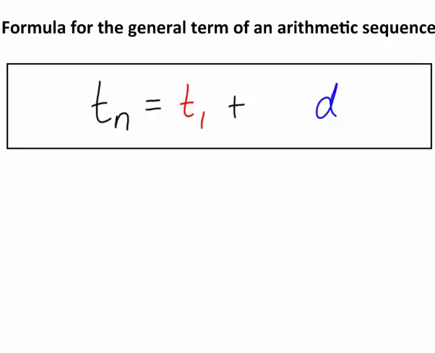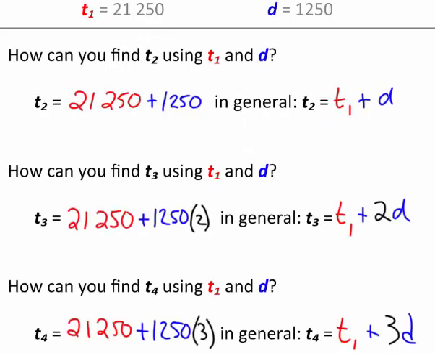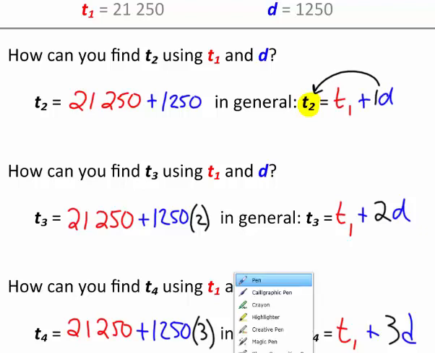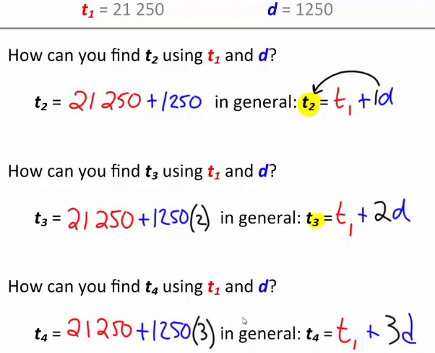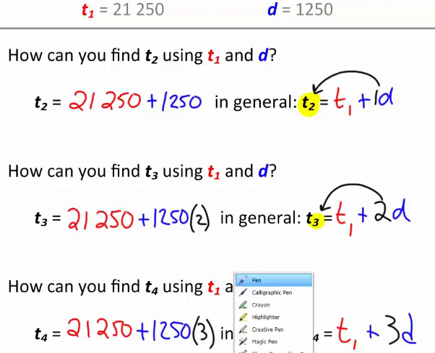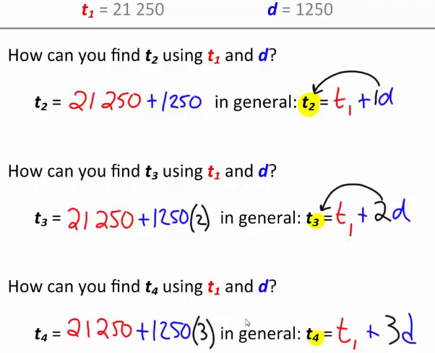I'm going to go back a slide. If we look at term 2, we had T1 plus D. Really, we know there's an invisible little 1D. So how does 1 relate to the 2? Let's look at term 3. How many times did I add D? Well, I added it twice. And one more. For term 4, I added D 3 times.